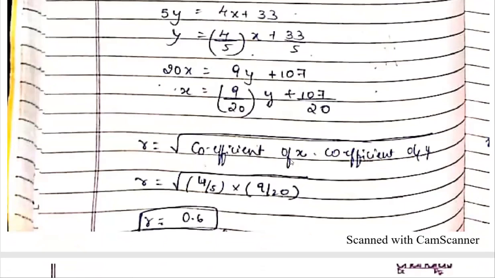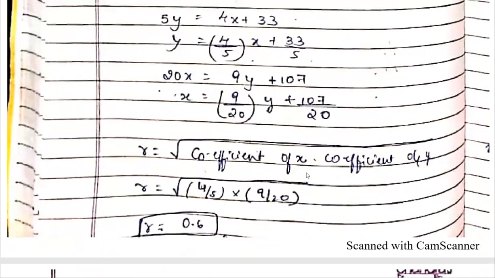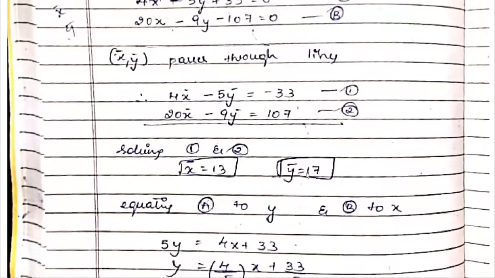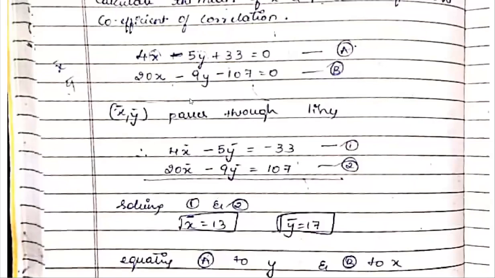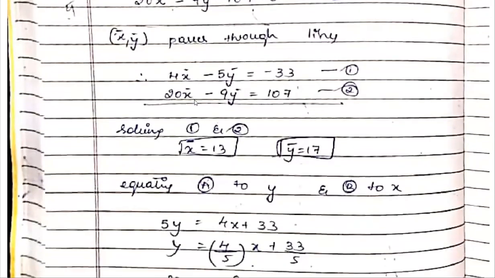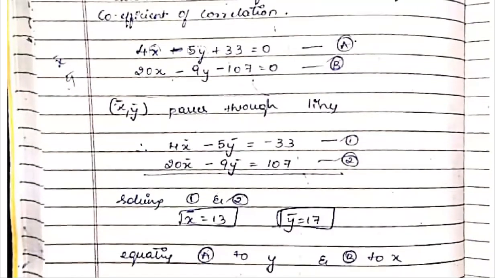This formula is used whenever you have two lines. The two lines are given here. So the first thing you should do is take the first line and the second line, and find out x and y from that. So I have found y from this. You can find vice versa as well. You can find x from this, y from this.